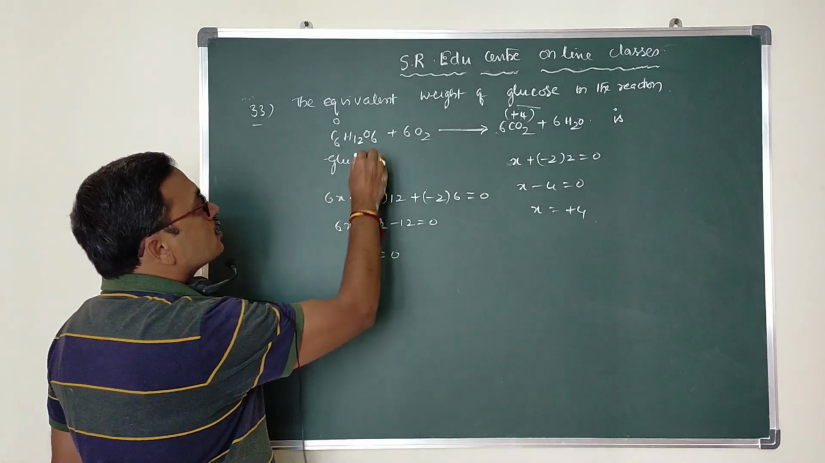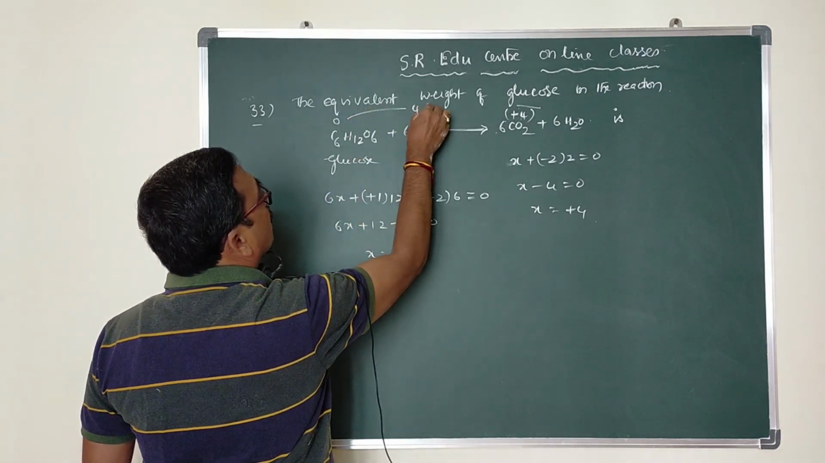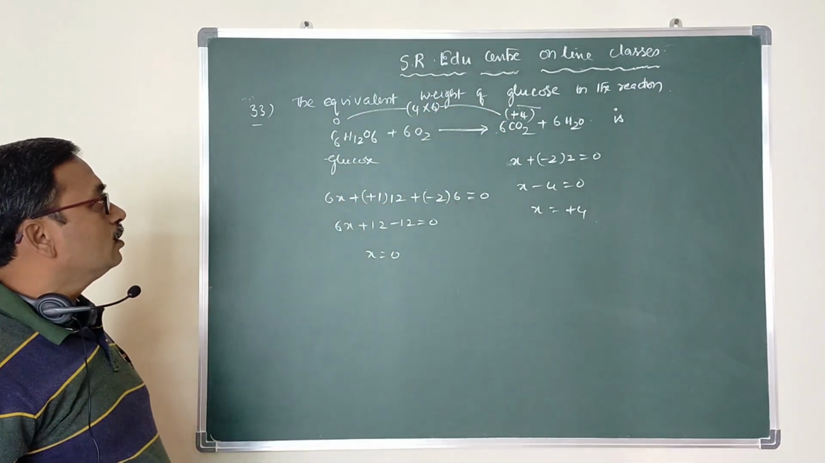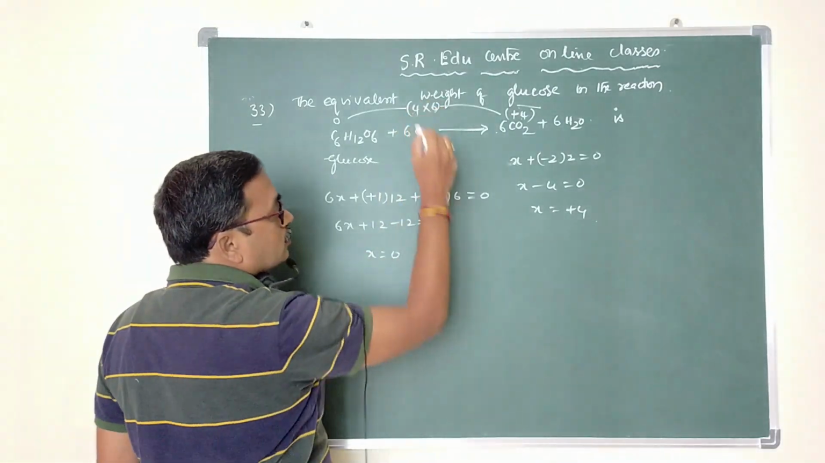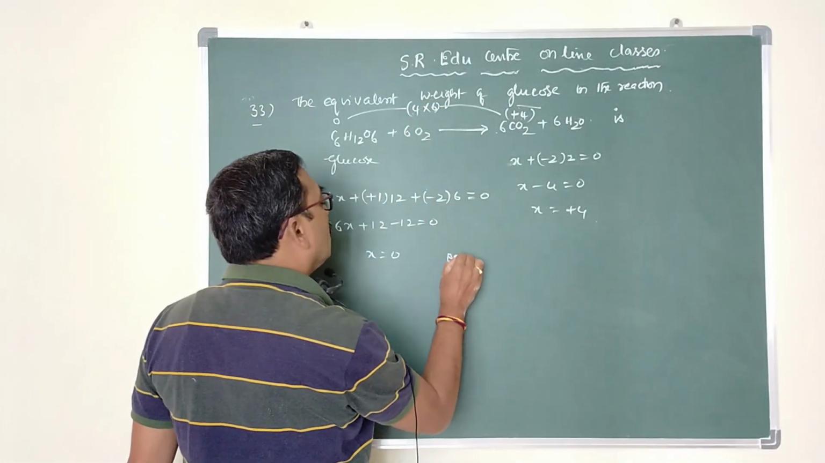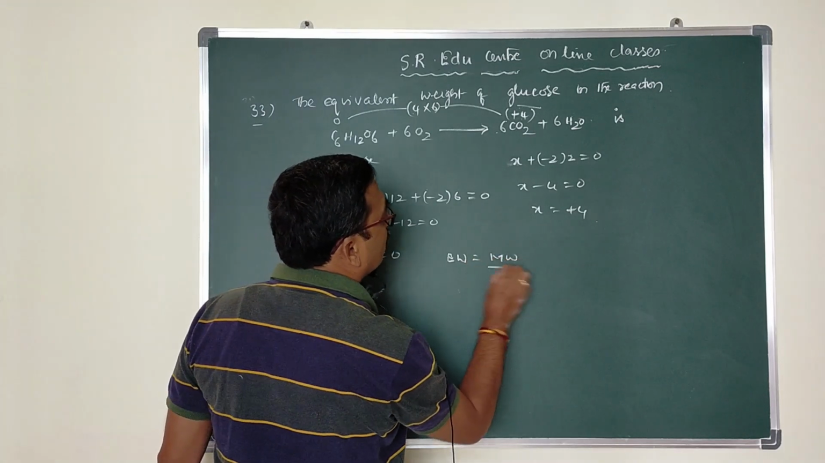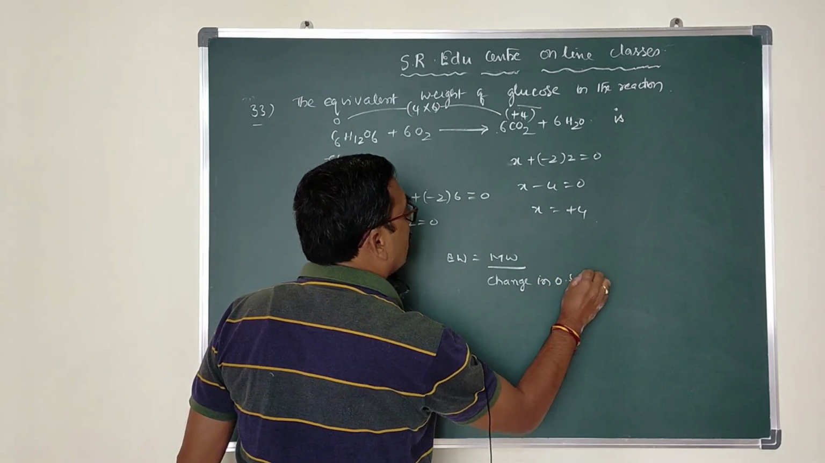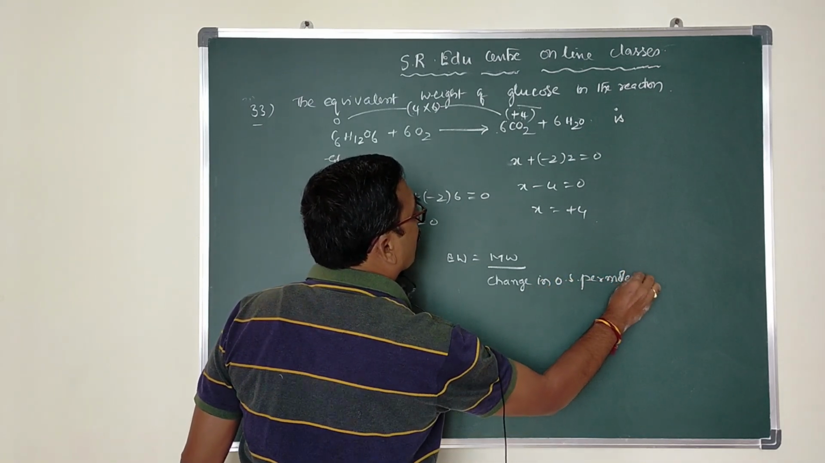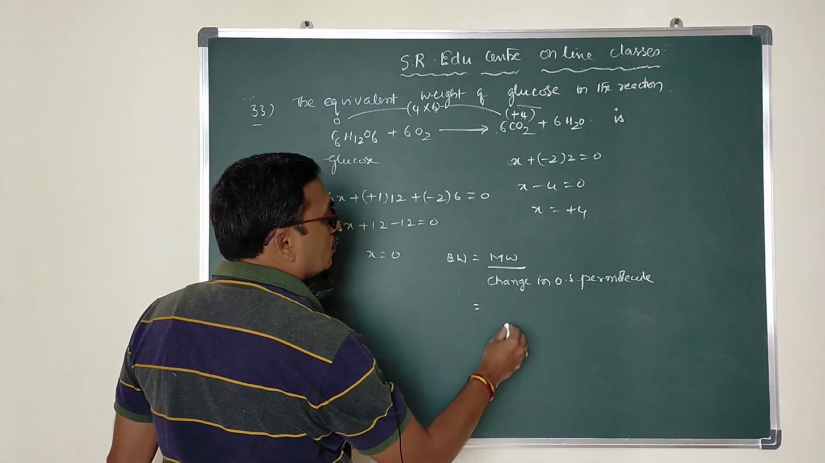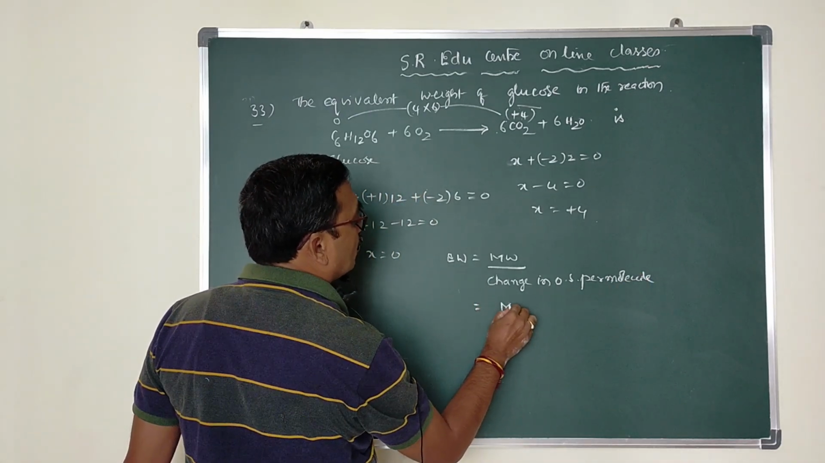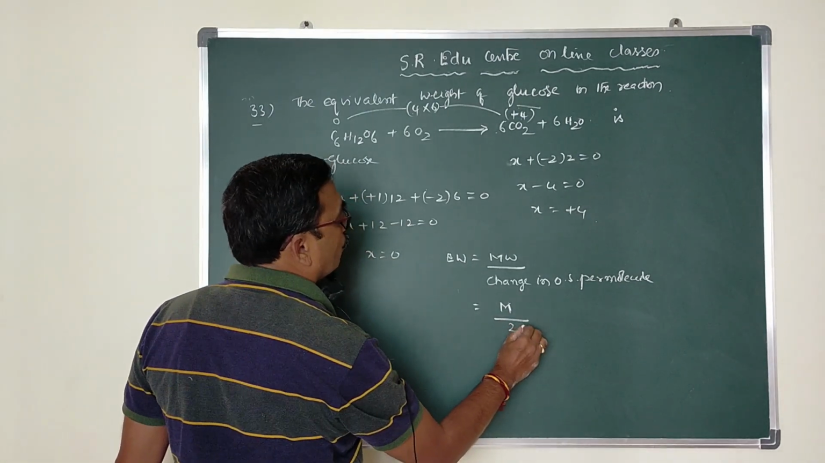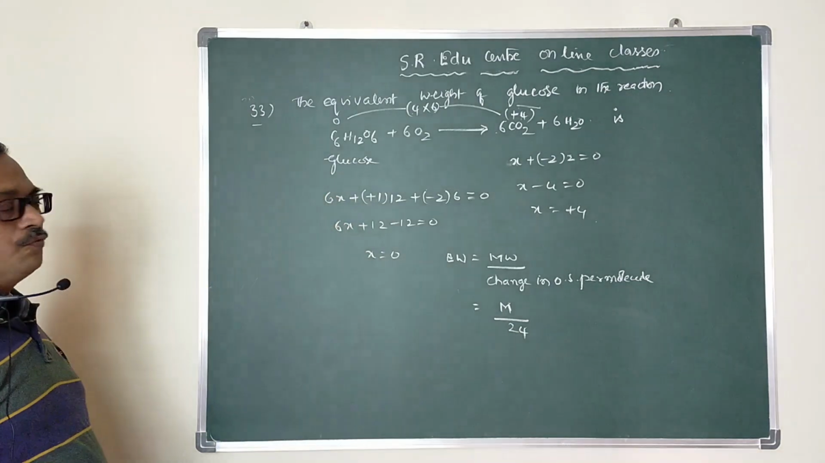So the change in oxidation state per atom is 4. Per molecule it is 4 into 6, since one glucose molecule contains 6 carbon atoms, therefore 4 into 6, 24. Hence, equivalent weight is equal to molecular weight by the change in oxidation state per molecule. So, molecular weight say M, and the change in oxidation state per molecule is 4 into 6, 24. So the answer is M by 24.